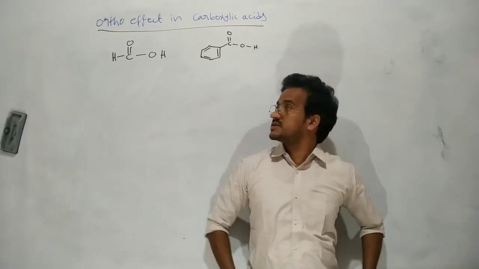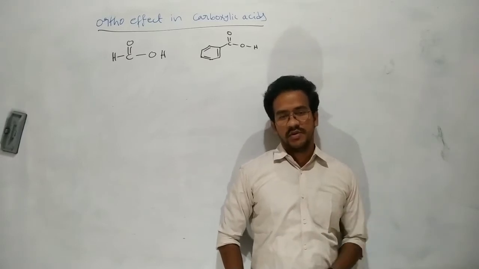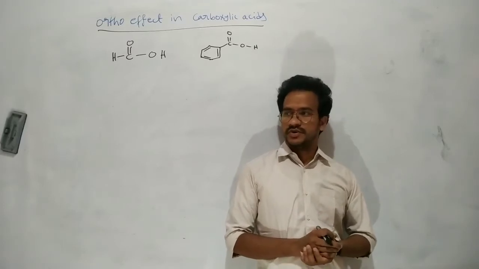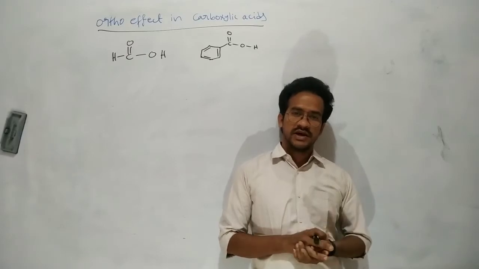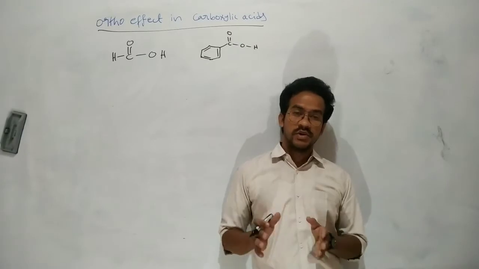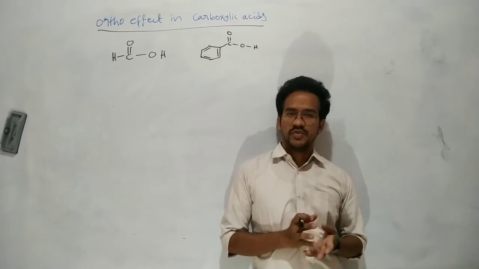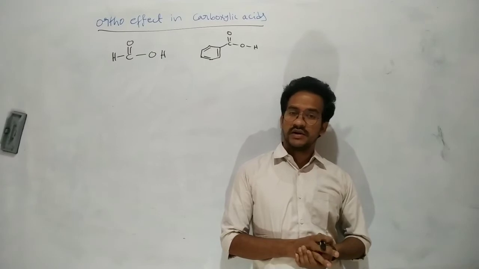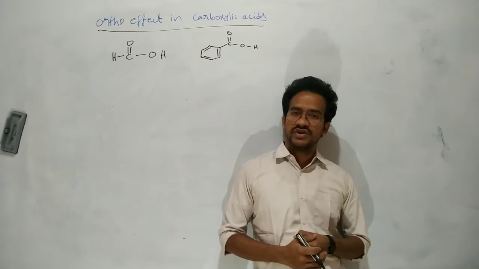In this session let us discuss the ortho effect in carboxylic acids. We can see this ortho effect in derivatives of benzoic acid. Generally, the acidic nature of carboxylic acids or any organic compound depends on the stability of the conjugate base. This conjugate base is formed after removal of the proton, nothing but an anion actually. If that anion is more stable, the respective organic compound is more acidic in nature.